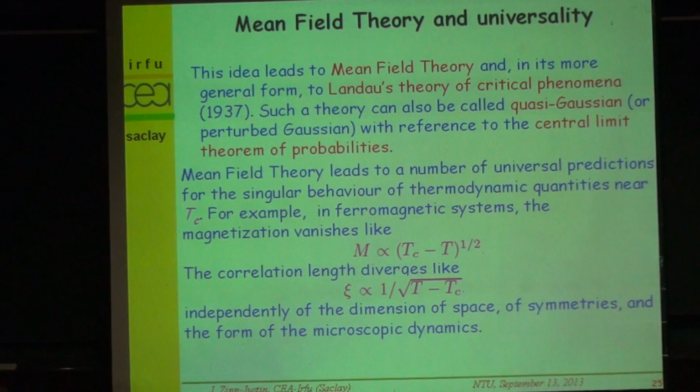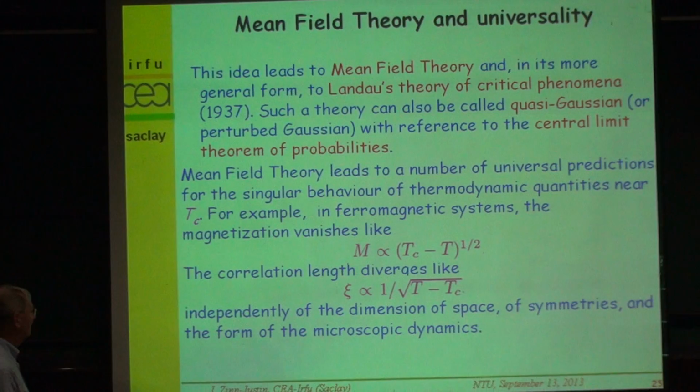Now, if you do that, it's very simple. And if you think about it, naive enough. That's called mean field theory. It was known at the beginning of the 20th century for some systems and generalized completely by Landau, the Landau theory of critical phenomena. Such a theory, I like to call quasi-Gaussian, because it's very much related to the central limit theorem of probabilities. And mean field theory is a beautiful theory because it's beautifully simple, and it makes so-called universal predictions.